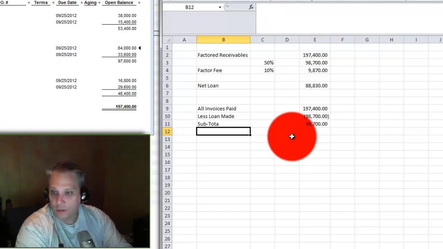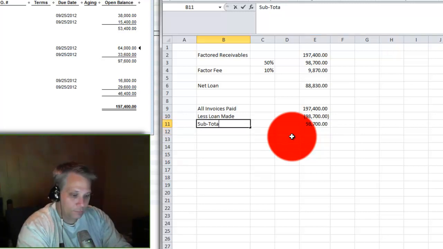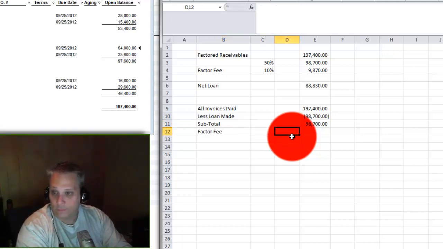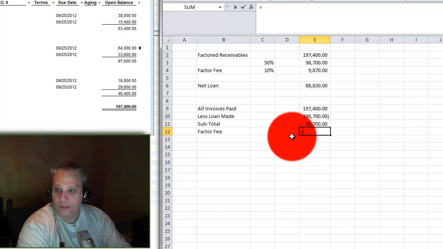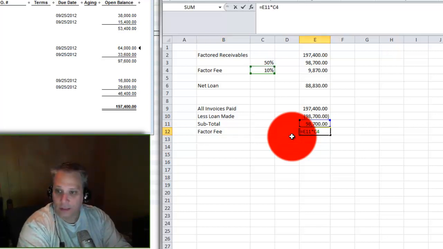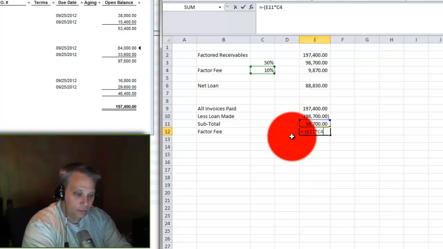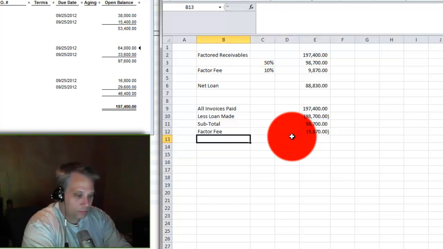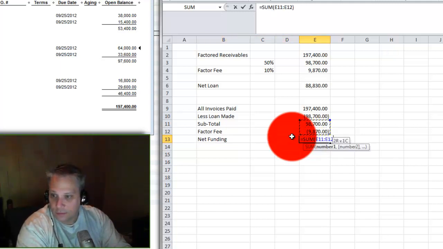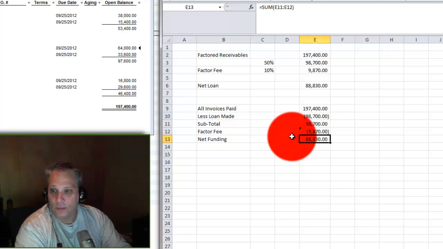Subtotal, because it was 50%. Then we need a factor fee. So let's say that's another 10%, and then we'll make that negative so the math is easy. Net funding. This is as simple as they could make it if they wanted to, but they just choose not to, because they're just mean, terrible, nasty people, those receivables factors. So we're getting another 88,830, because we're getting the other 50%.